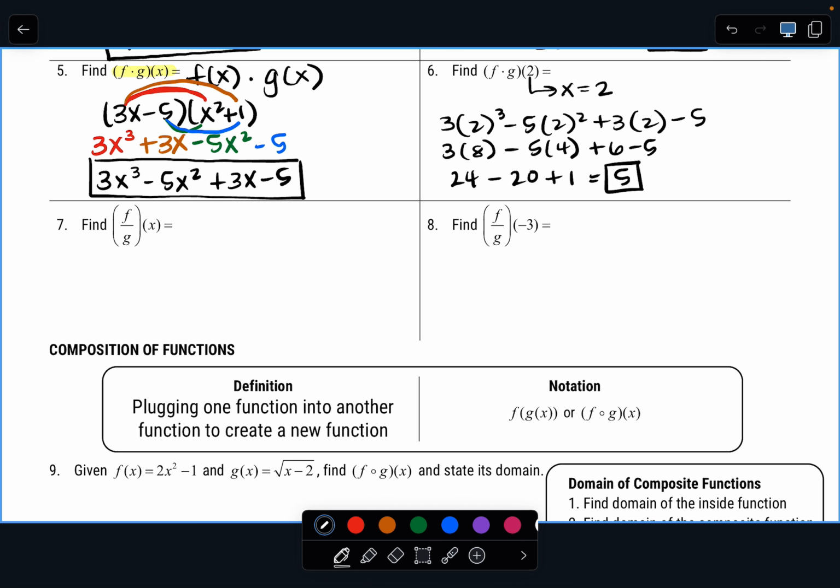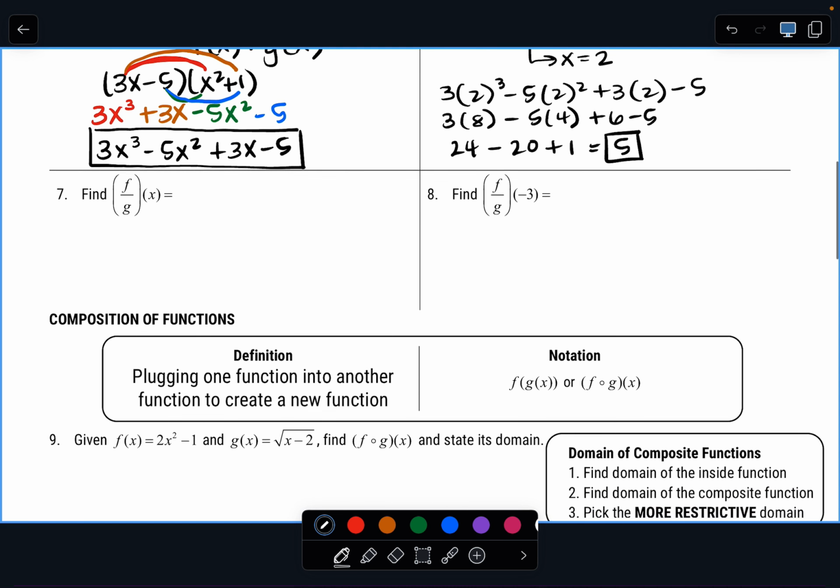Now, again, I will say this. I did find the equation first in number 5, so I used it in number 6. But if I only had question 6, I could take 2 and plug it into both of these equations separately, multiply those two numbers together, and I should still get 5. So if you only have problems where you're plugging in the number, you don't necessarily have to find the equation first. But just to make it easy, that's what we're doing.